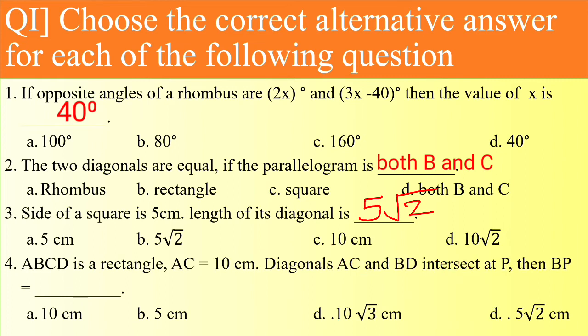Fourth one is given. ABCD is a rectangle. AC is given 10 cm. Diagonals AC and BD intersect at point P. Then we have to find the length of BP. As we know, diagonals of a rectangle bisect each other. It means the length of BP is half of diagonal AC, that is 10 is given. So our answer will be 5. The correct option is B, 5 cm.